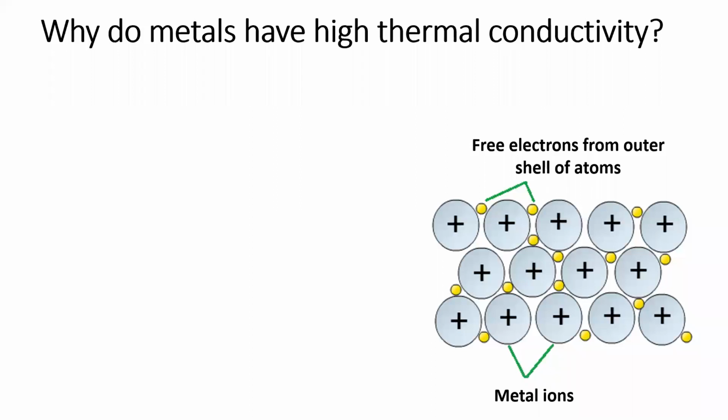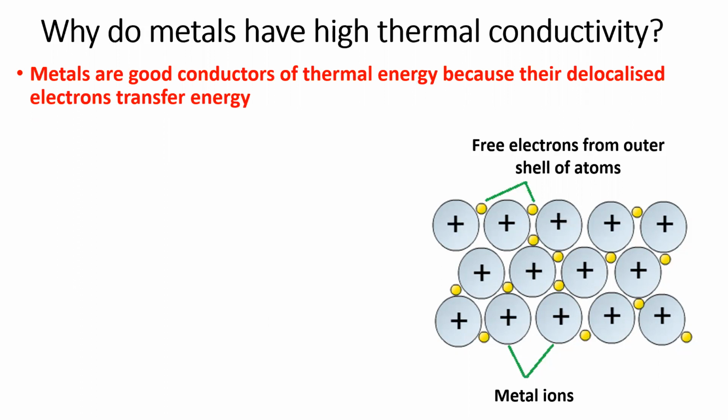So why do metals have high thermal conductivity? Well, metals are good conductors of thermal energy because their delocalized electrons transfer energy. That's a really important statement to revise. Metals are good conductors of thermal energy because their delocalized electrons transfer energy. Please try and commit that to memory.